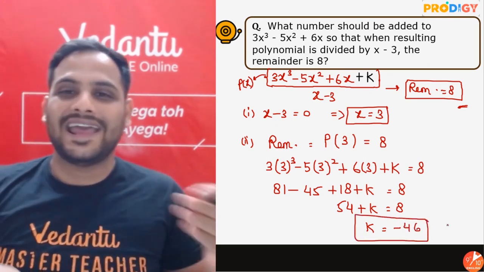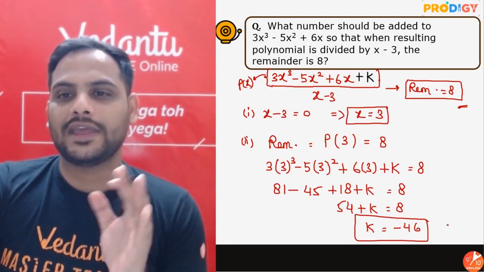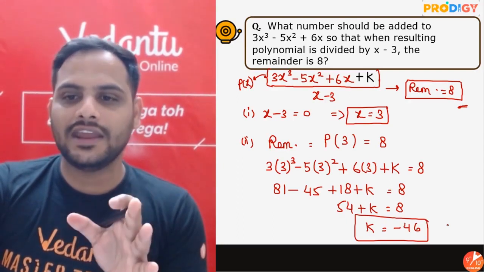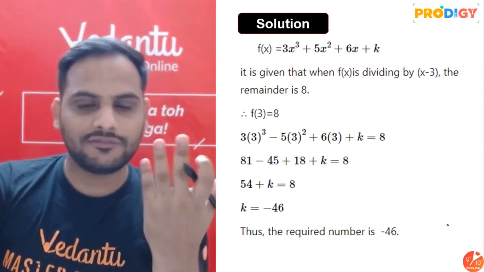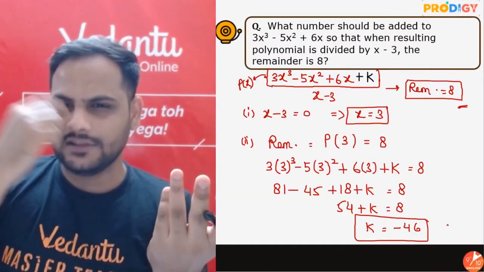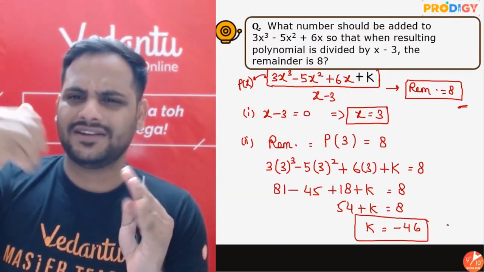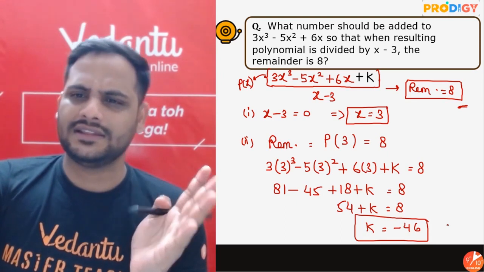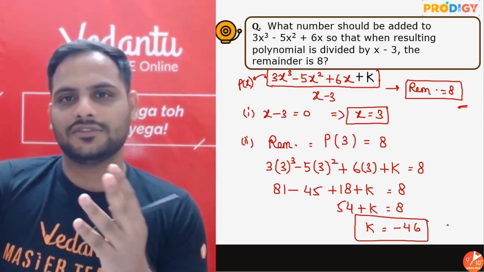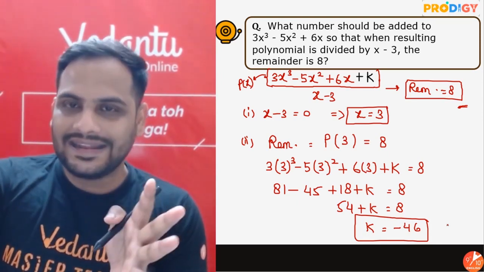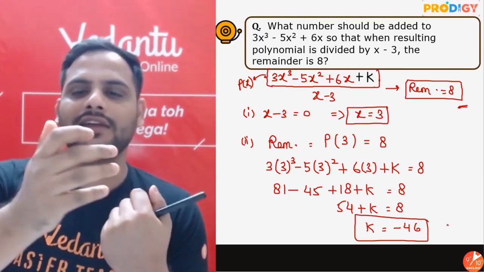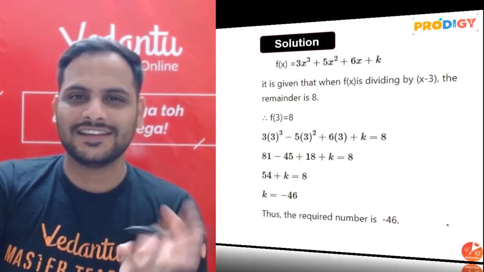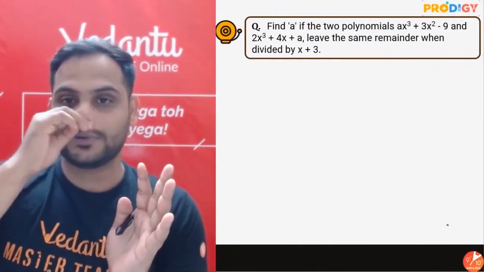So what we should add in this polynomial to get the remainder as 8 is minus 46. Alright, so what have I done, beta? Simple thing. I said, let's say I have to add k, and then the remainder will become 8. So I used the remainder theorem by adding k and got the value of k as minus 46. How easy it is, right? Very easy question. Let's look at one more question.